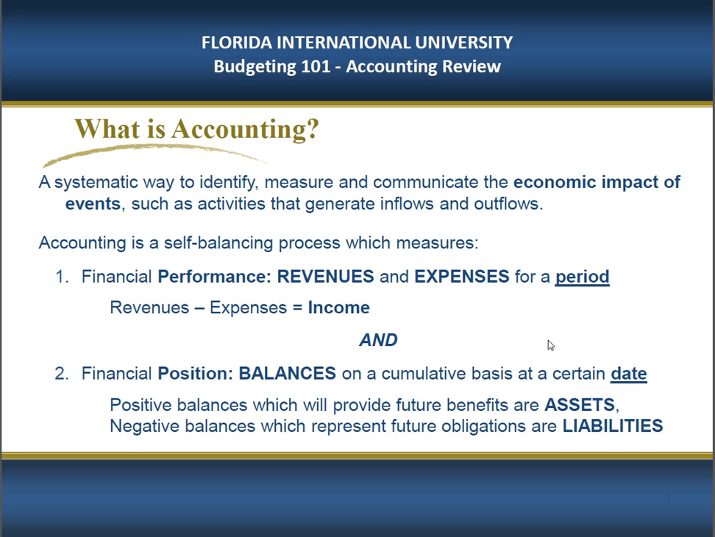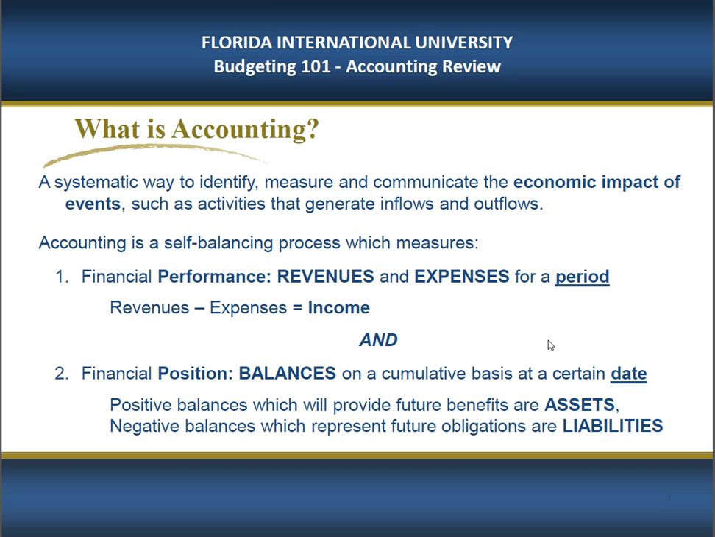Within financial position, we have two types of balances. Positive balances are assets. The distinguishing characteristic of assets is that they provide future economic benefits. Cash, for example, is an asset. Receivables from students are assets. They will provide us benefits in the future.